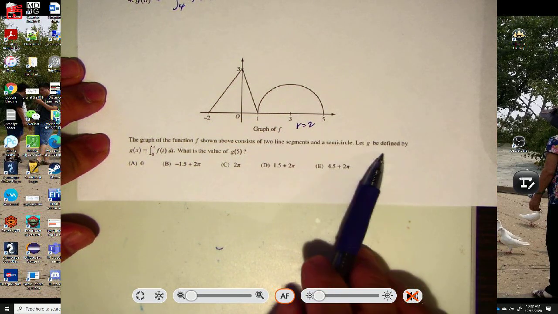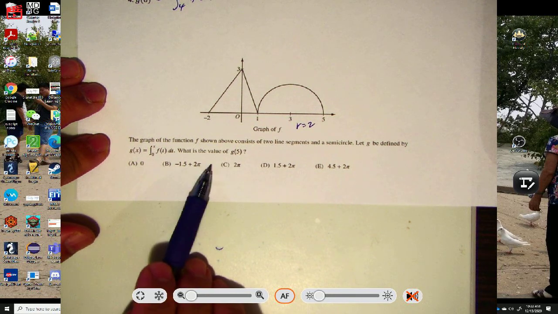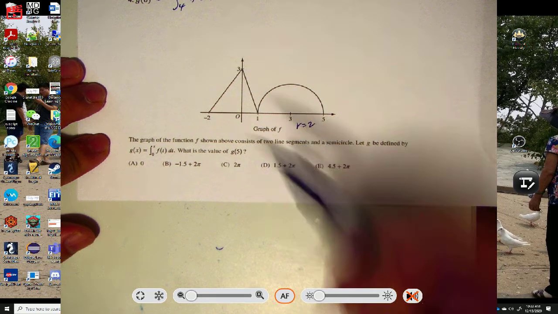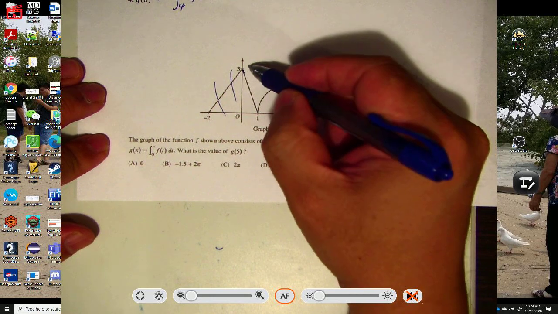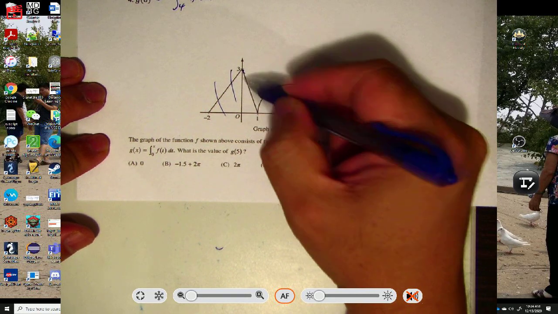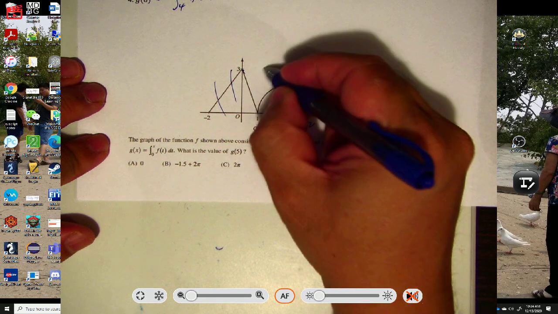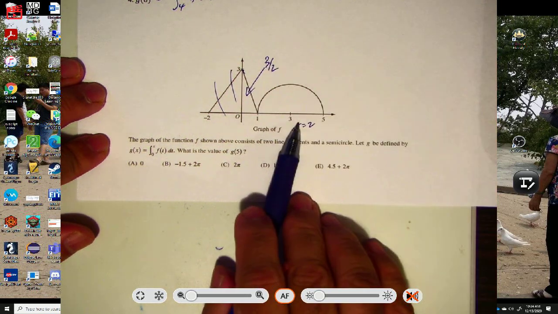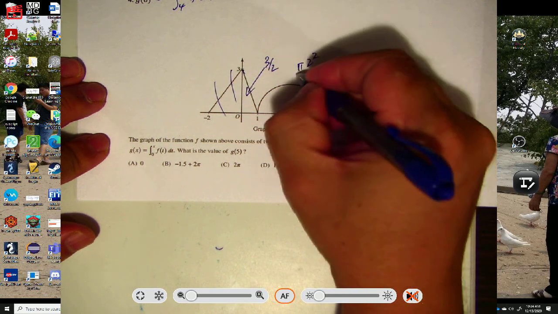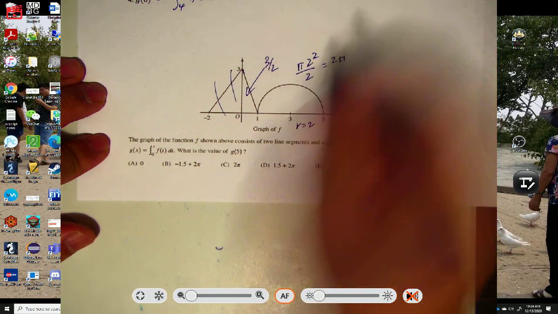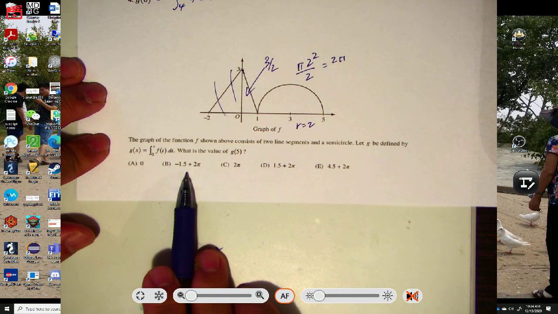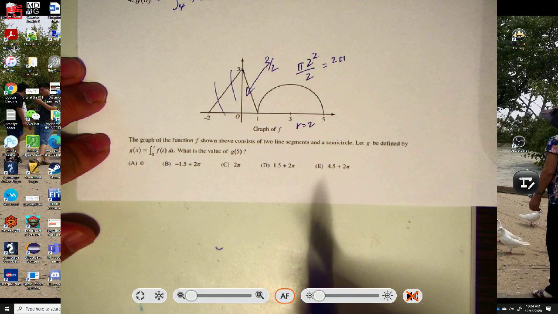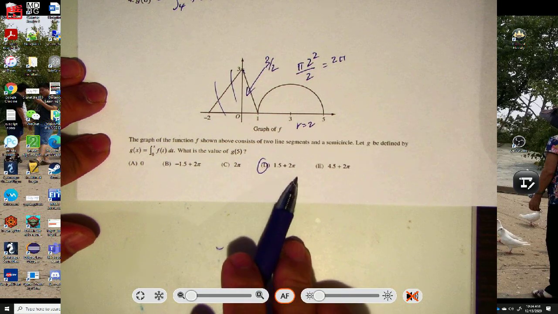Let g be defined as that accumulator function. What is the value of g of 5? It's starting at 0 and going to 5, so we can ignore this side. 0 to 5 is going to be this piece right here, which has a height of 3 and a base of 1. So 3 times 1 divided by 2, that area is 3 halves. This is a semicircle of radius 2, so that's pi times 2 squared over 2, which is just 2 pi. Between the two of them, it's 1.5 plus 2 pi, and it's not negative, so the answer is d. That's all that is.